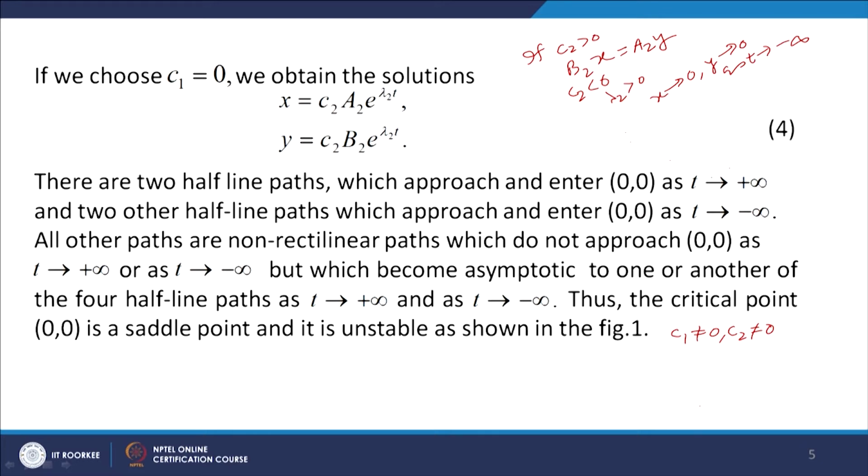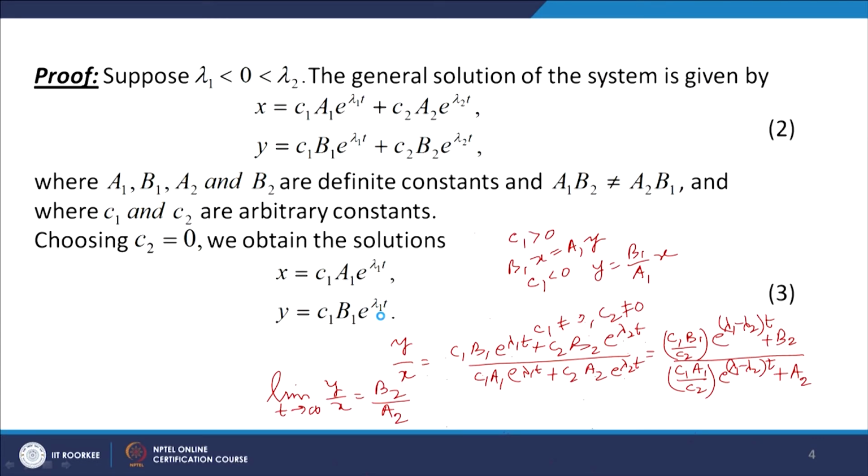This is in the case where we had taken C2 equal to 0, and this is in the case where we have taken C1 equal to 0. Now, all other paths are non-rectilinear paths. That means, when we have taken C1 non-zero and C2 non-zero, which do not approach 0 0 as t goes to plus infinity or t goes to minus infinity, but which become asymptotic to one or another of the 4 half line paths. So, this means that these non-rectilinear paths do not approach 0 0 as t goes to infinity.